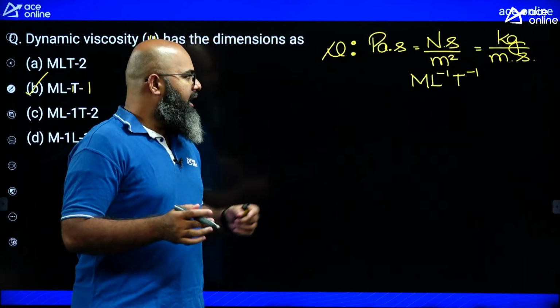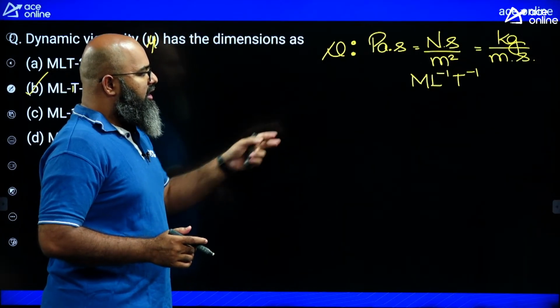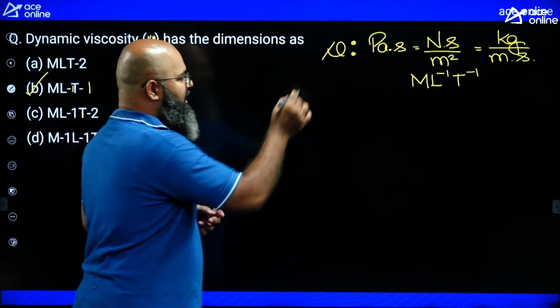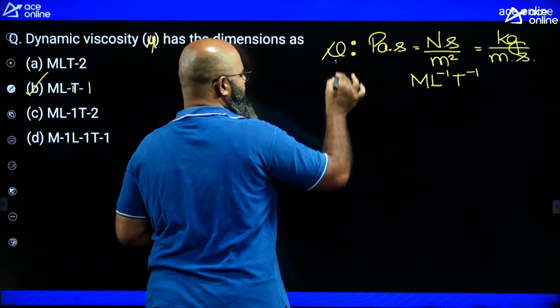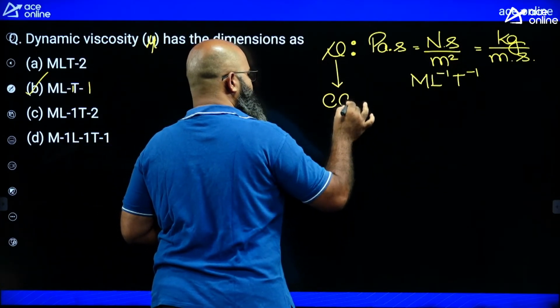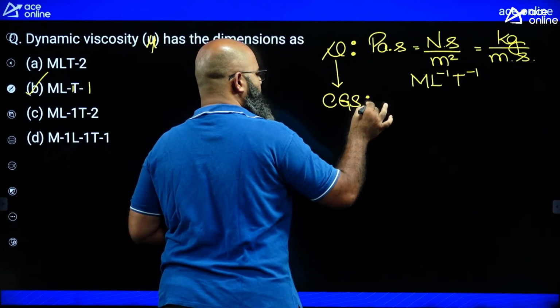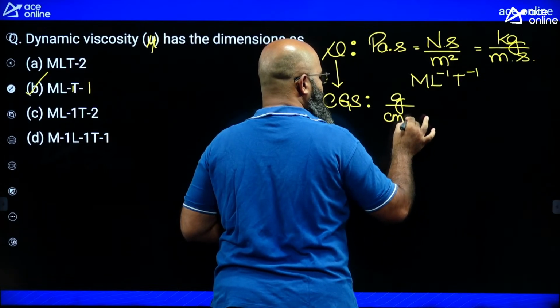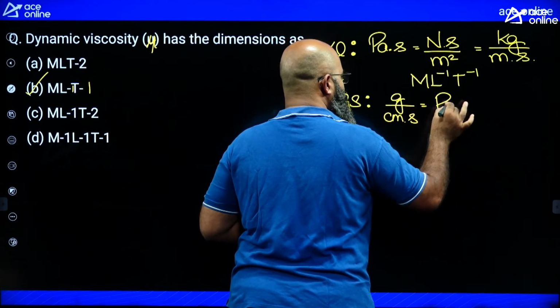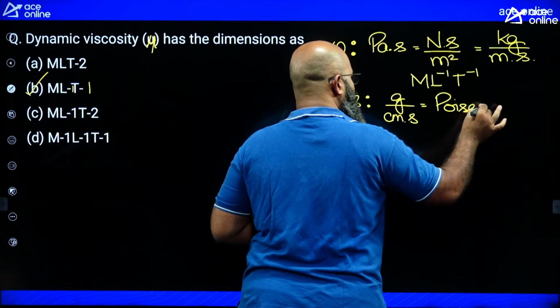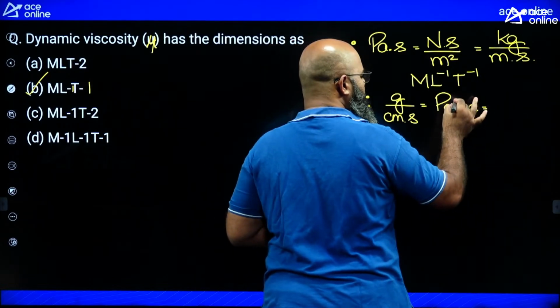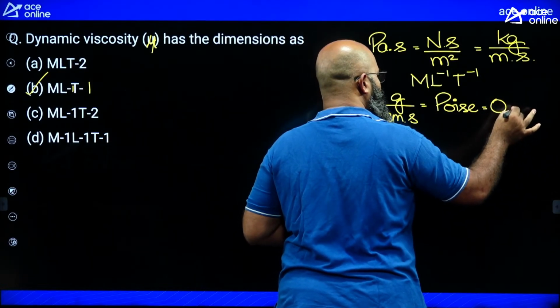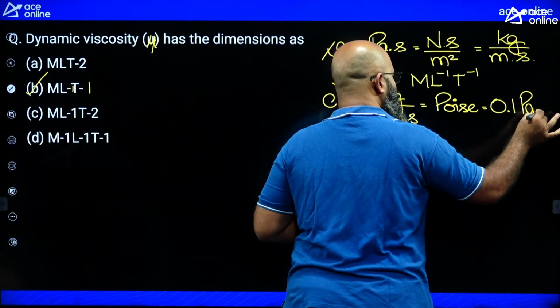Anyway, let us discuss further regarding the units and dimensions. These are the SI units. The CGS unit of this thing is going to be gram per centimeter second. This is also called as 1 poise. And the value of 1 poise is equal to how much? It is equal to 0.1 Pascal second.